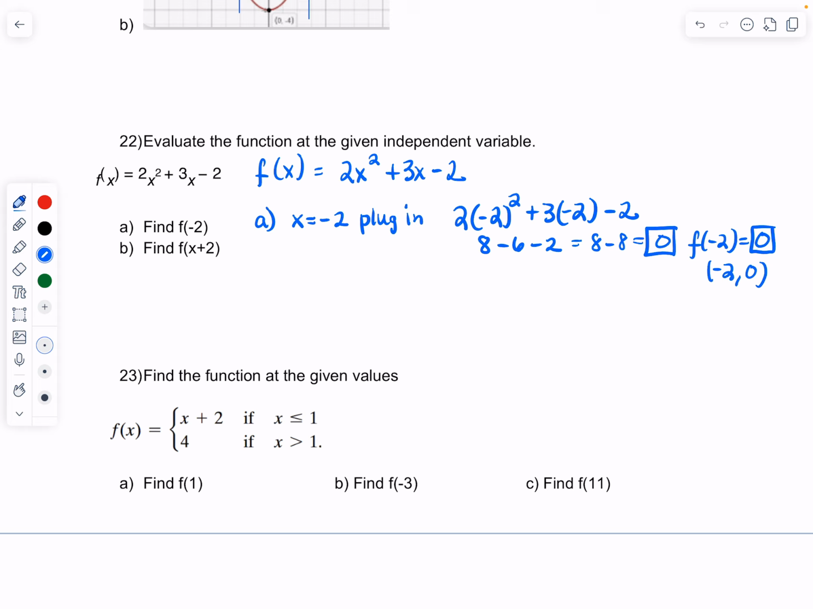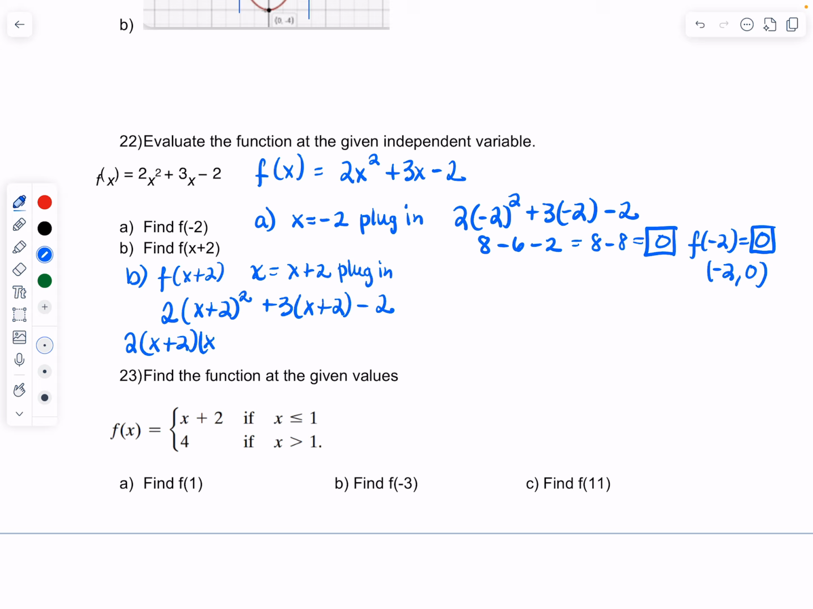Let's look at B. B says find the function at x plus 2. So wherever I see x, I'm plugging in x plus 2. So I'm going into the original function, so this becomes 2 times the quantity x plus 2 squared plus 3 times x plus 2 minus 2. Now remember that a binomial squared means that I have two of the binomials multiplied together. So this becomes 2 times x plus 2 times x plus 2. And then I'm going to distribute this 3 here, so plus 3x plus 6 minus 2.